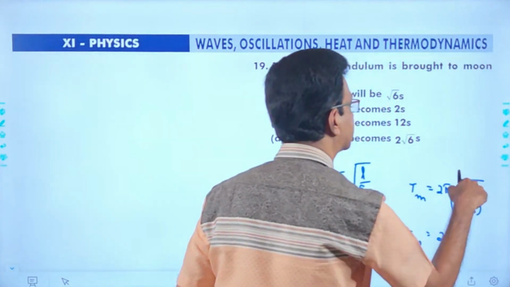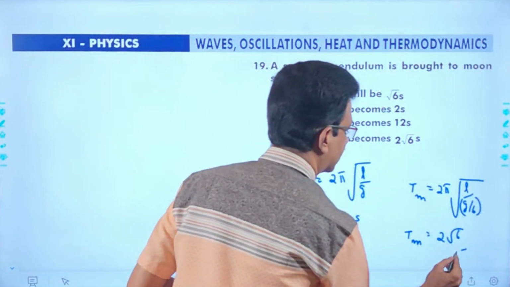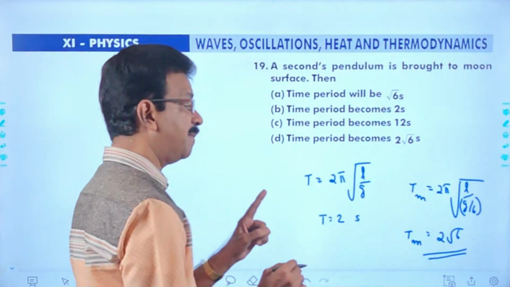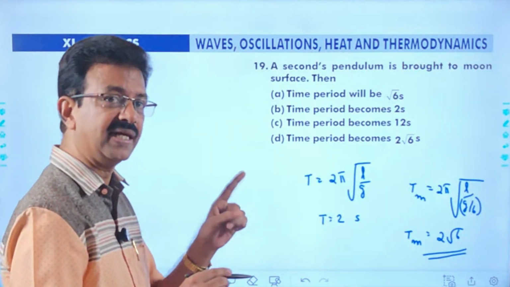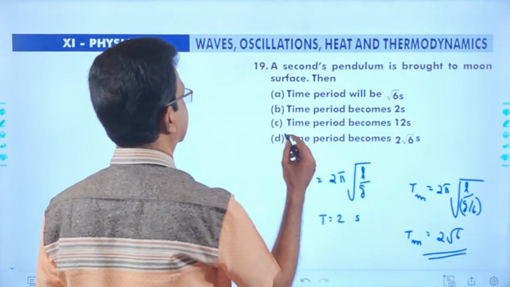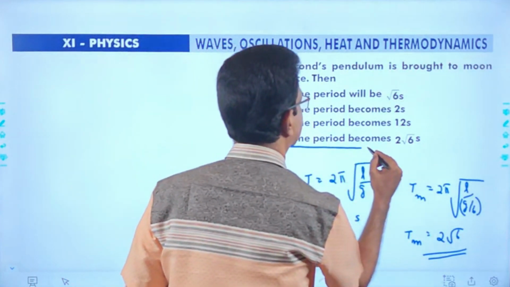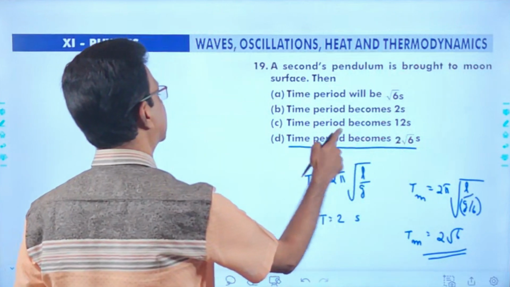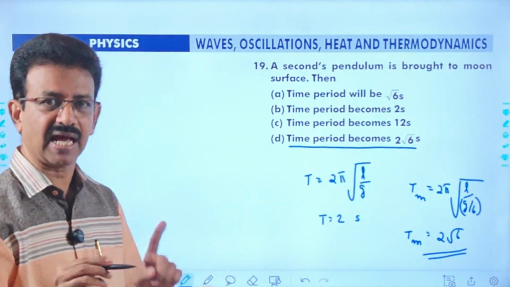This 6 comes at the numerator. Therefore, the time period of oscillation at the moon surface will be equal to 2 root 6. Therefore, the correct choice to this question is 2 root 6 second. D choice is the correct answer.